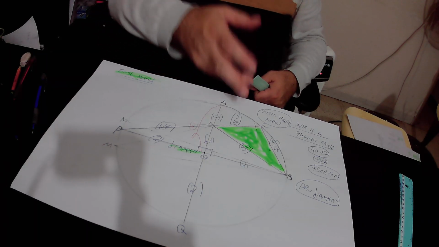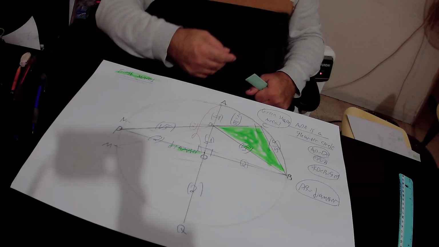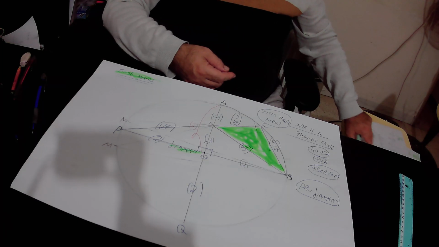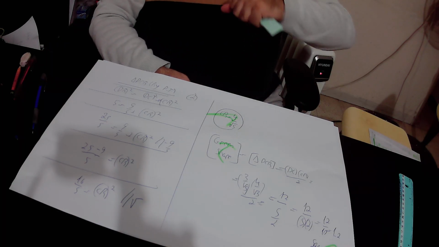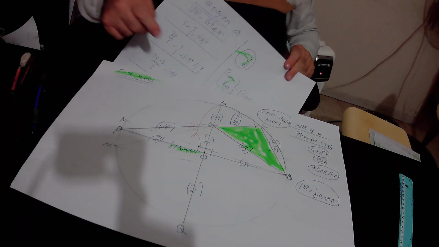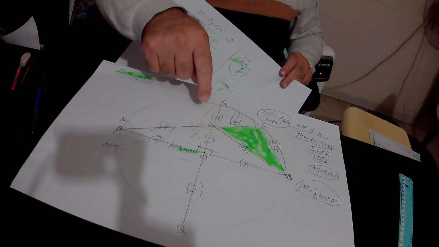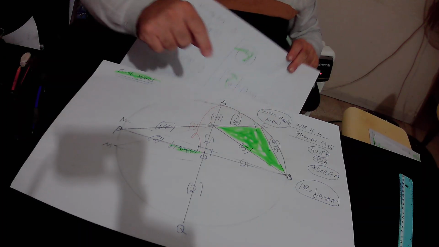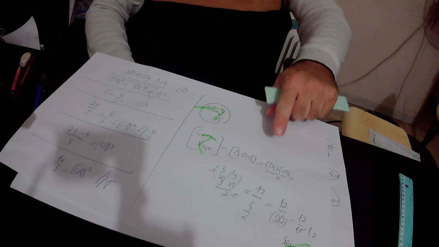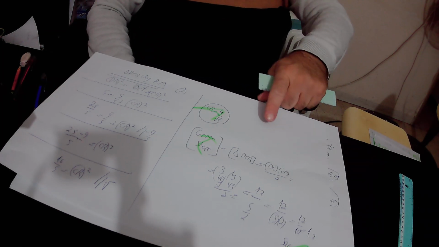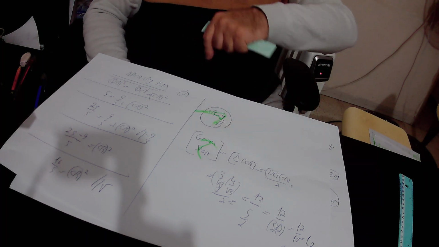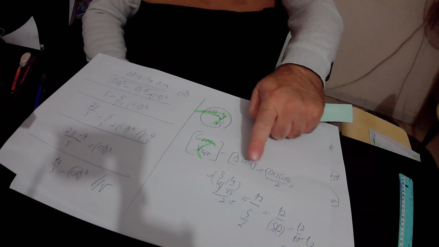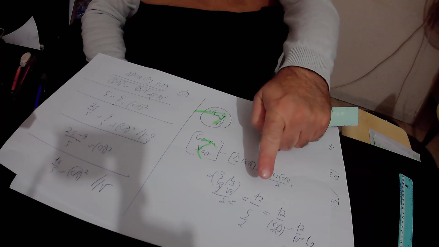So the area of the green shape equals the area of the green triangle DCB. The area of triangle DCB equals the base DC times the height CB over 2. DC is 3 over the square root of 5, CB is 4 over the square root of 5, divided by 2. 3 times 4 is 12, over the square root of 5 times the square root of 5, which is 5, over 2.